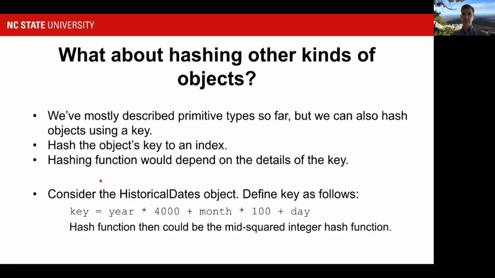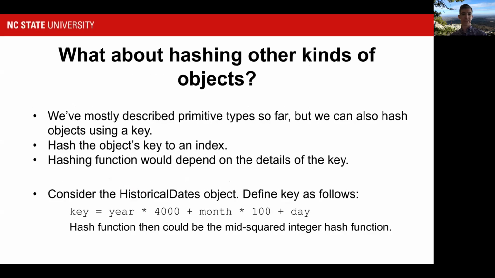Okay, so that's integers and strings. Those are common primitive types we want to hash, but what about other kinds of objects, right? The whole purpose of C++ is we want to be able to make any kind of object and then use those objects in a set if we want. So what about hashing other types of objects? Well, we can certainly do that. We just have to come up with a way to hash the object's key to an index. And the hashing would depend on the details of whatever that object is.